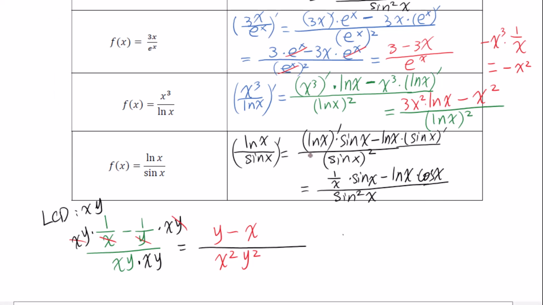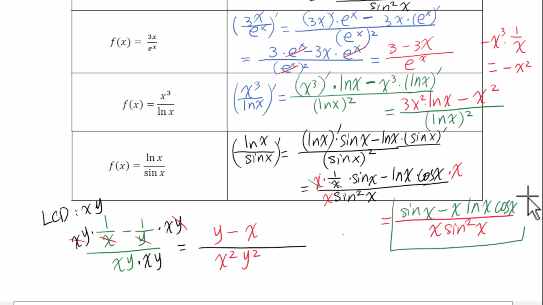This is a complex fraction. The LCD is x, so we just multiply x by every single term. We will get the final answer: x times sin squared x, reduce, sin x minus x times natural log of x times cosine x. This is the final answer.